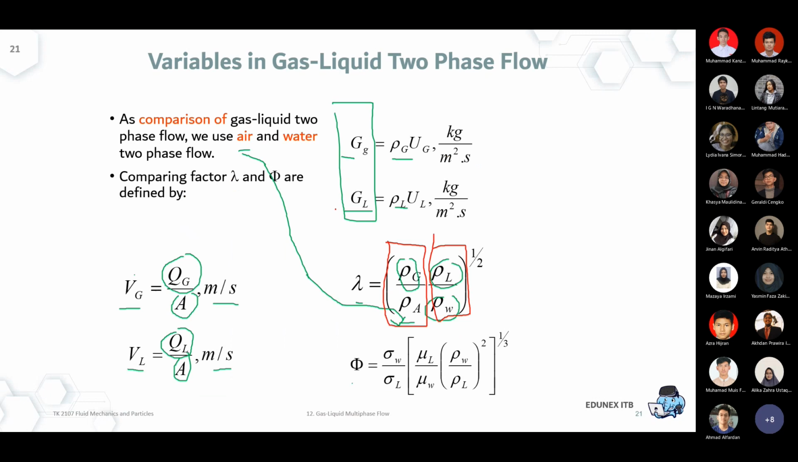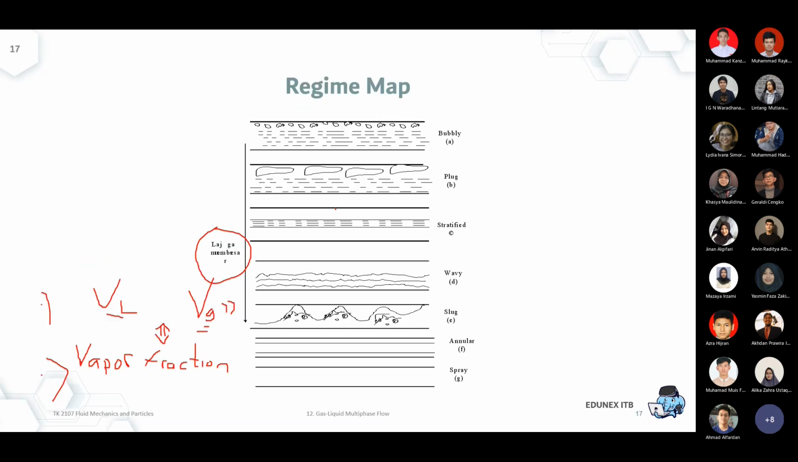I think another important one is the regime map: what constitutes the 7 different regimes, and what the characteristic of each regime is. I think that's it from me. That's the end of the second module.